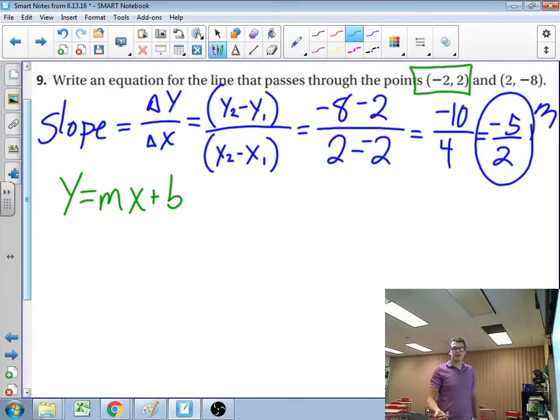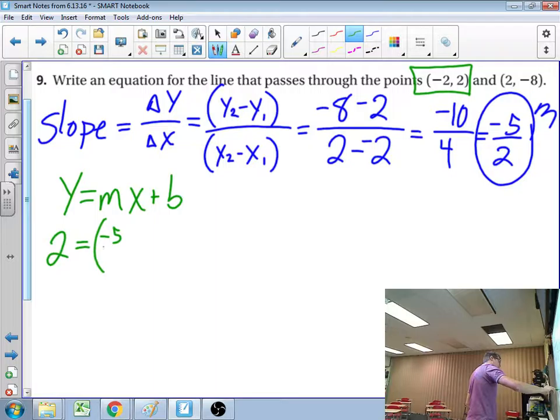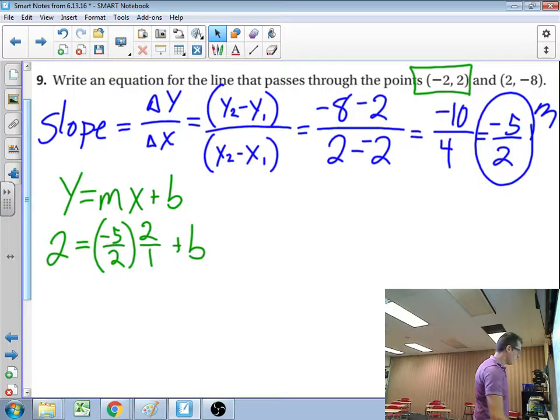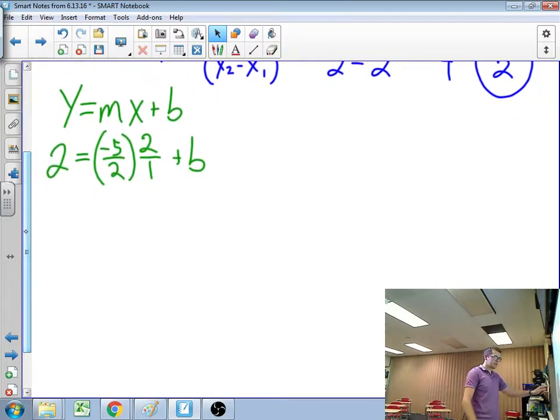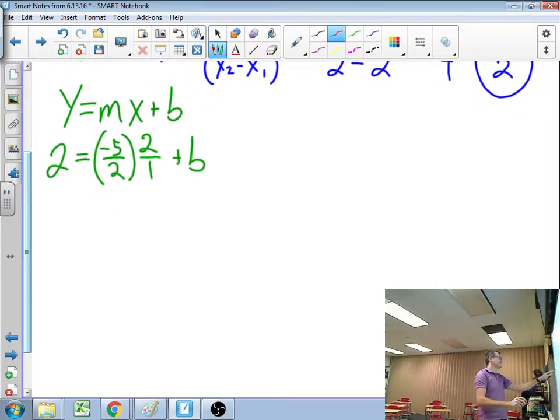So I plug in my x and my y and my slope. So my y here is positive 2. My slope is negative 5 over 2. My x value here is just 2, which I'm going to write as a fraction to make my life easier, and then plus b.